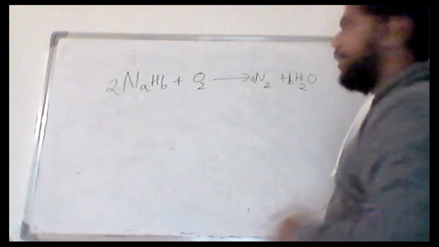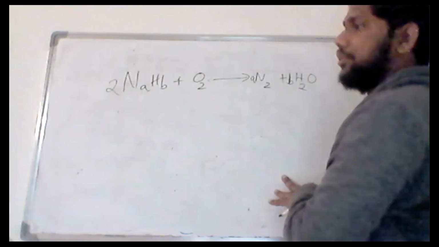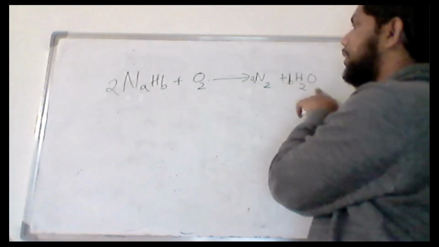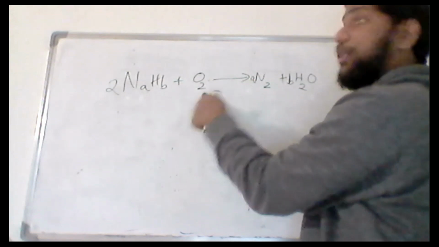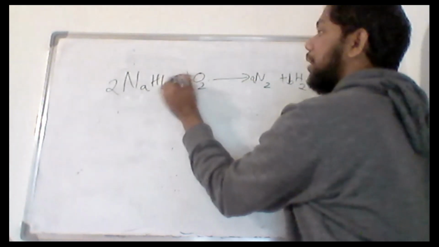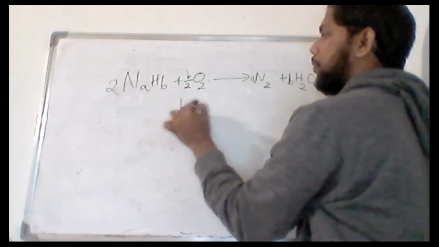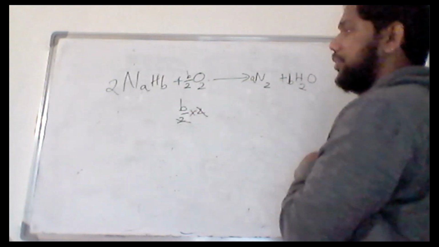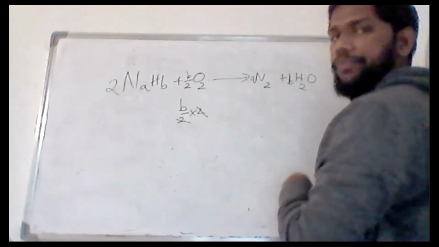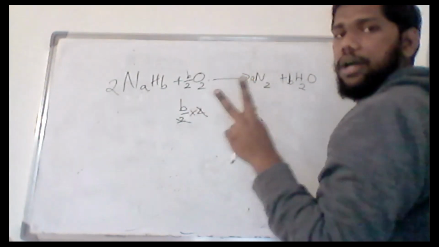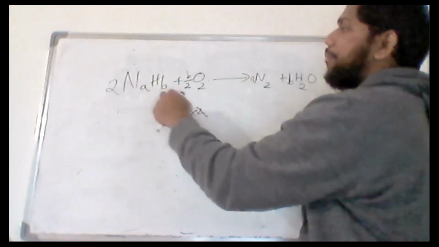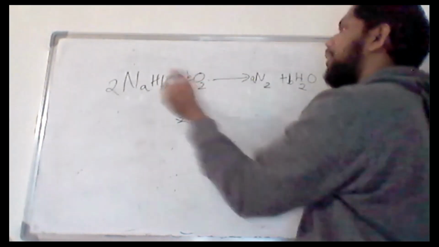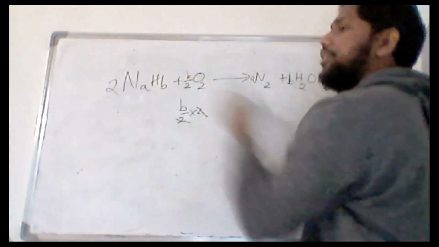Then you have to balance oxygen. How many oxygens are here? B oxygen. But here there is already 2, so you can put B by 2. B by 2 times 2 will be B, which is similar to B oxygen. That is the second point, how to balance it: just balance nitrogen and hydrogen as it is, then balance the remaining oxygens using this.